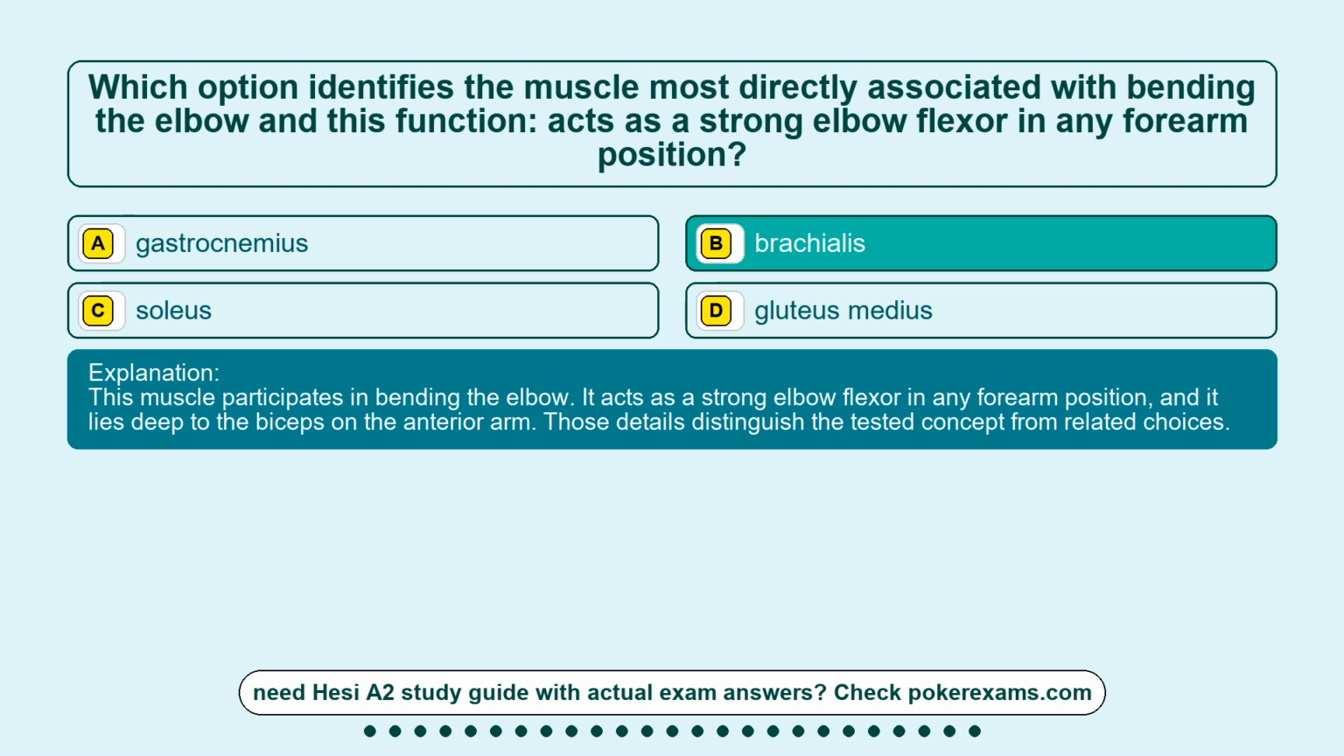This muscle participates in bending the elbow. It acts as a strong elbow flexor in any forearm position, and it lies deep to the biceps on the anterior arm. Those details distinguish the tested concept from related choices.